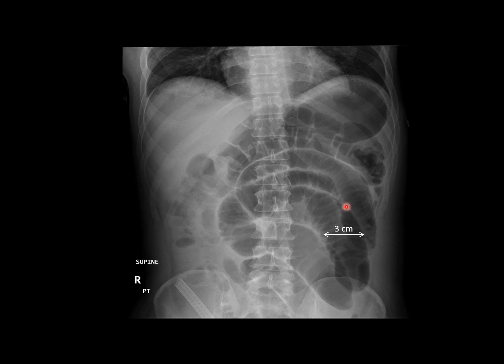Again, we can see the circular folds that are present within each of these distended loops. These are the plica circularis that are found on the inside of the small bowel. The particular sign that is here is called the step ladder sign, and here is one step, second step, third step, fourth step, fifth step in the step ladder sign.